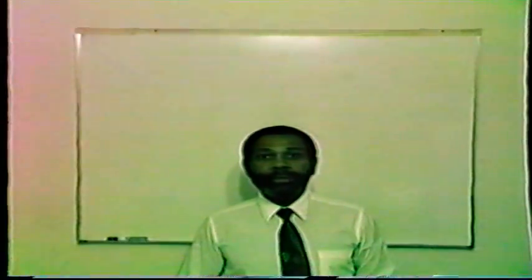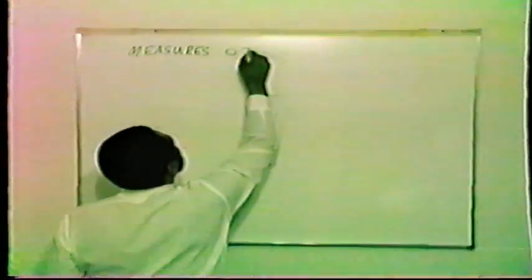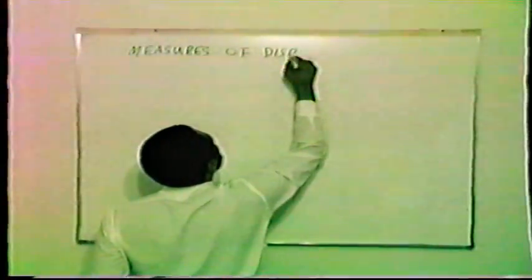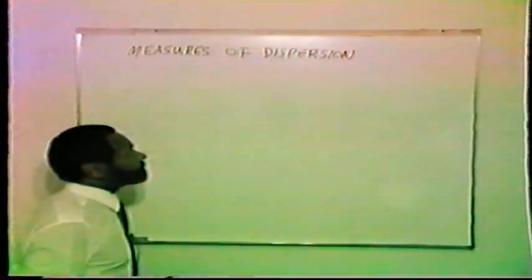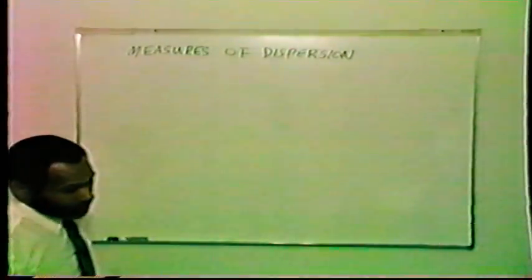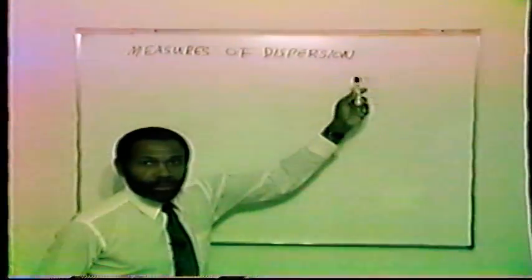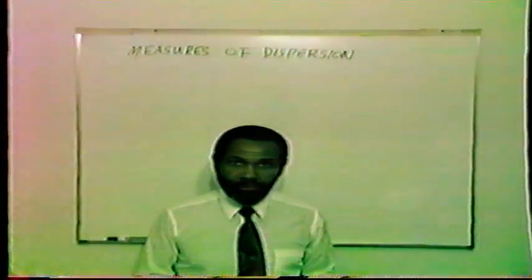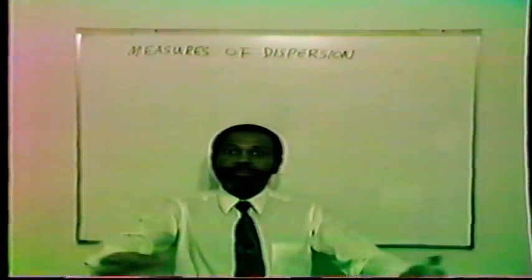This lesson is on measures of dispersion. Within the word dispersion, you can hear the word disperse. Disperse means to spread out. If a crowd is dispersed, the crowd is spread out.